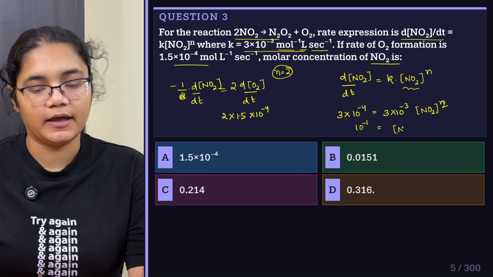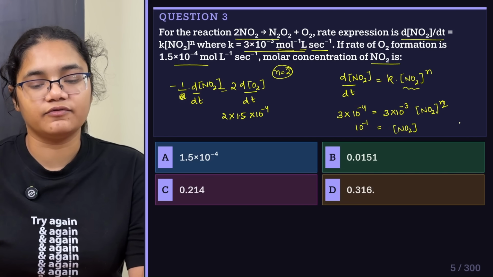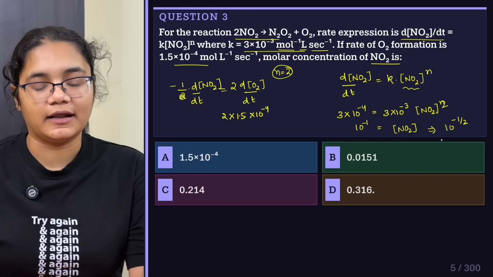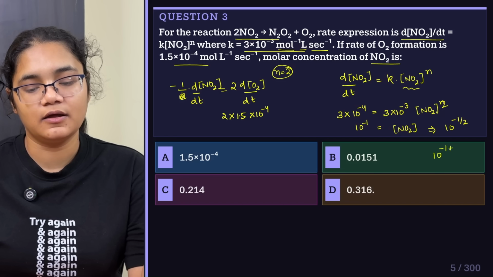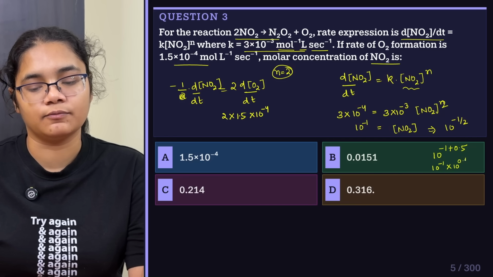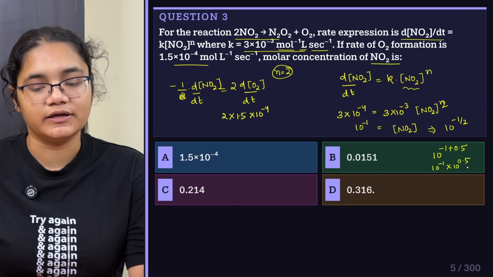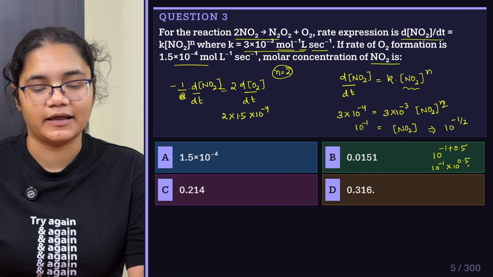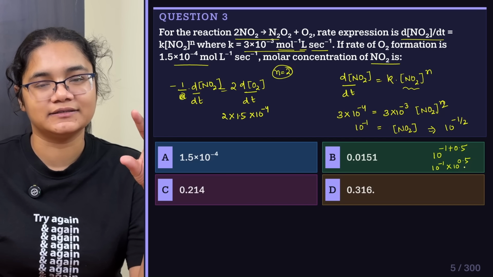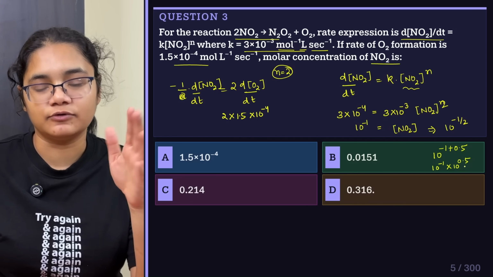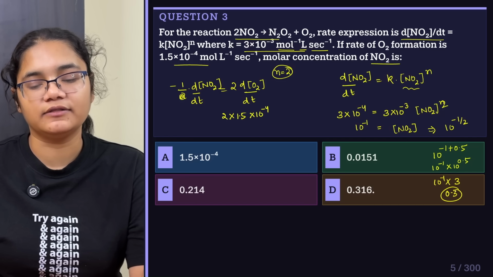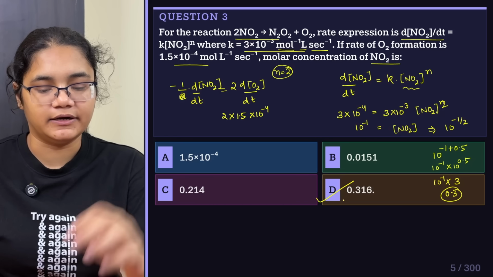So I can write NO2 is equal to root over of this one, or that is equal to 10 to the power of minus 1 by 2. So you can write it like 10 to the power of minus 1 plus 0.5, right? That will give me 10 to the power of minus 1 into 10 to the power of 0.5. Now which number has a log value around 0.5, you can calculate. If you see here, log 3 value is somewhere around 0.475. So 0.47 is very close, so this one will be 3 into 10 to the power of minus 1, so somewhere around 0.3 should be my answer. So I can see option number D here.